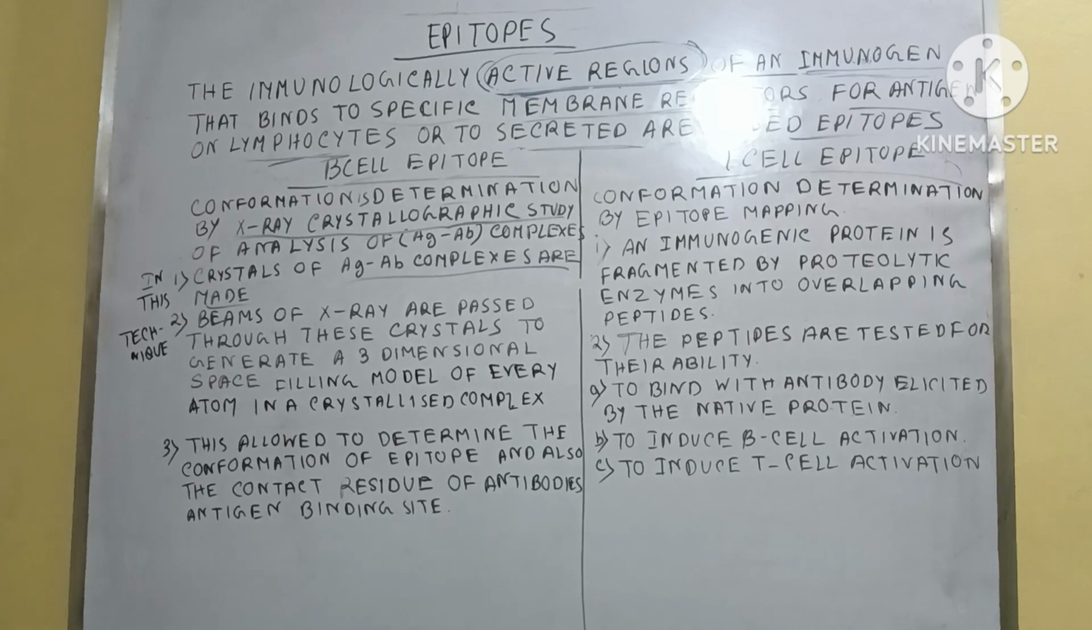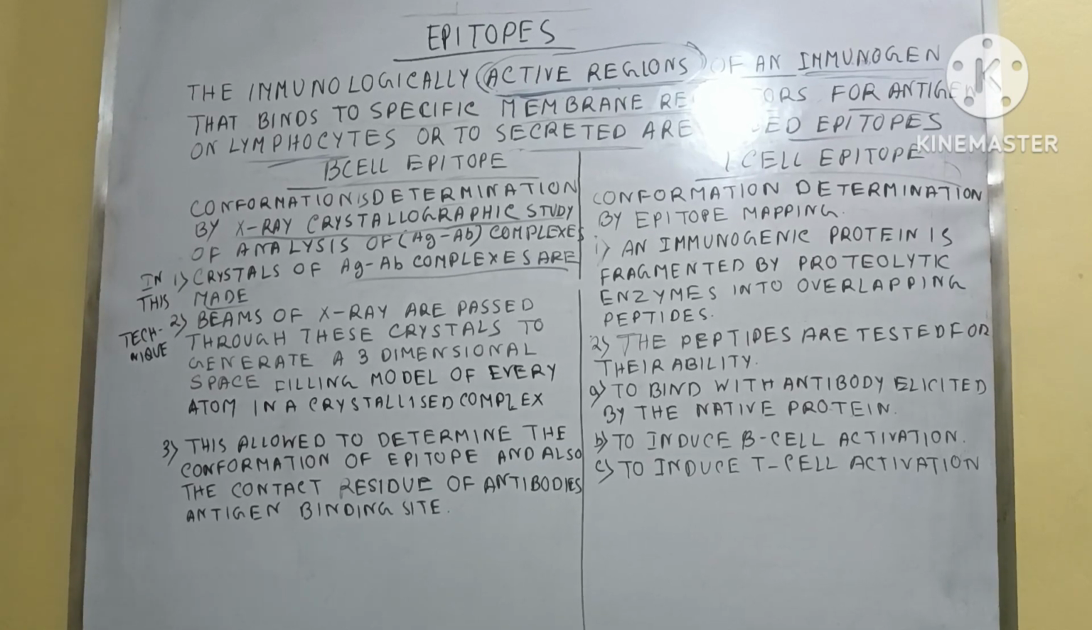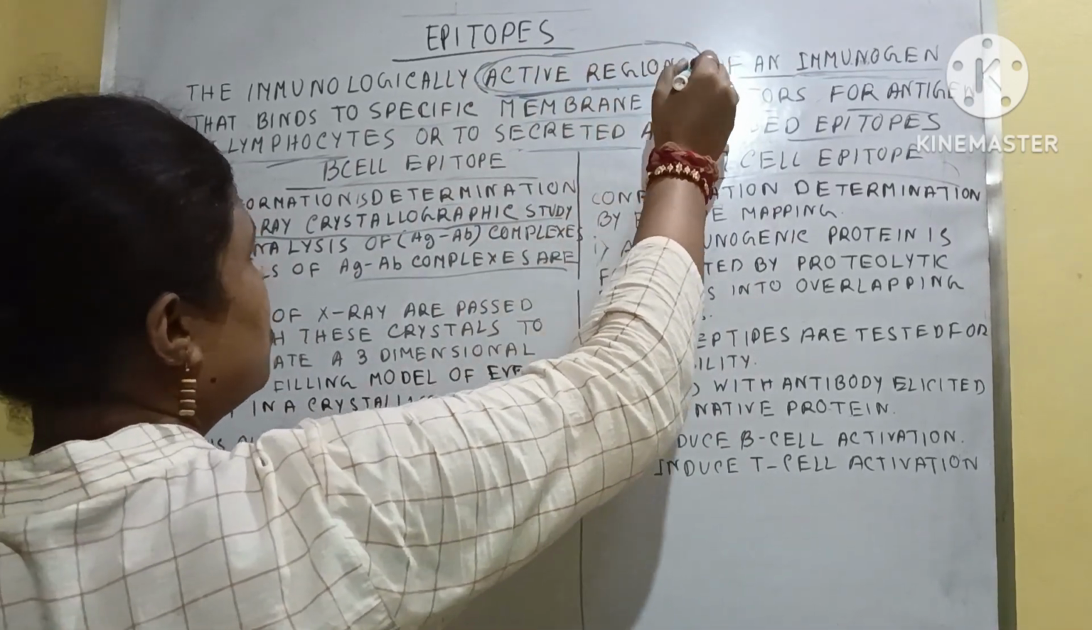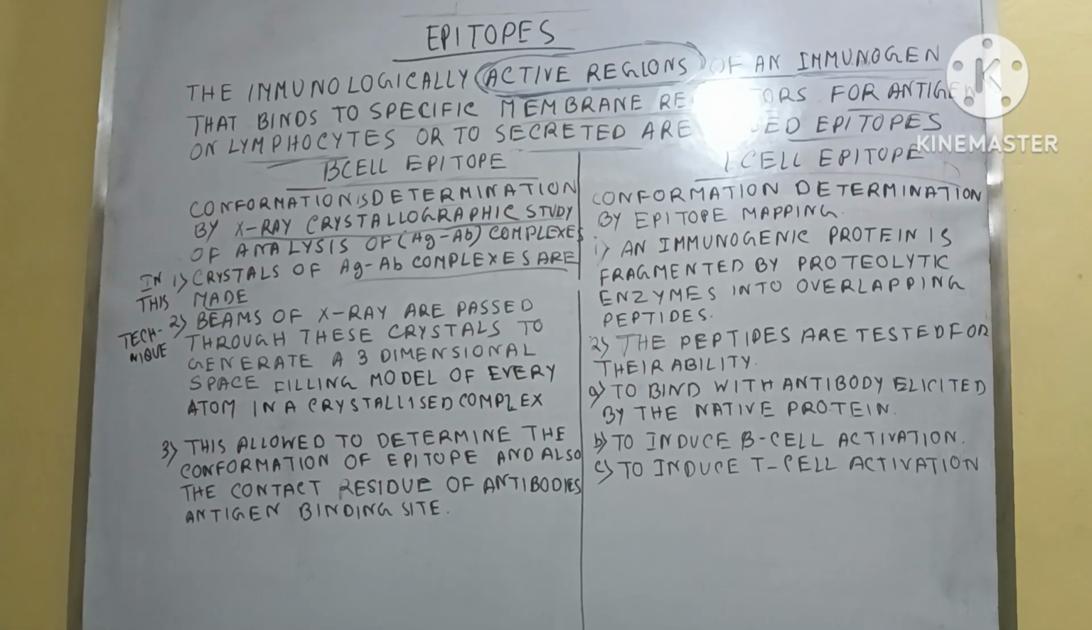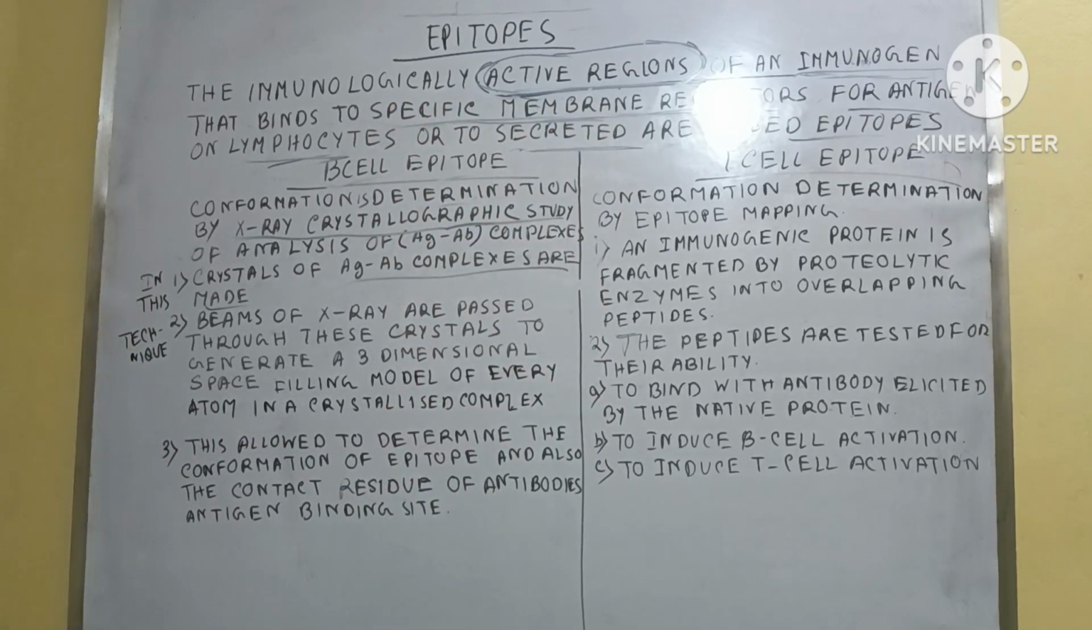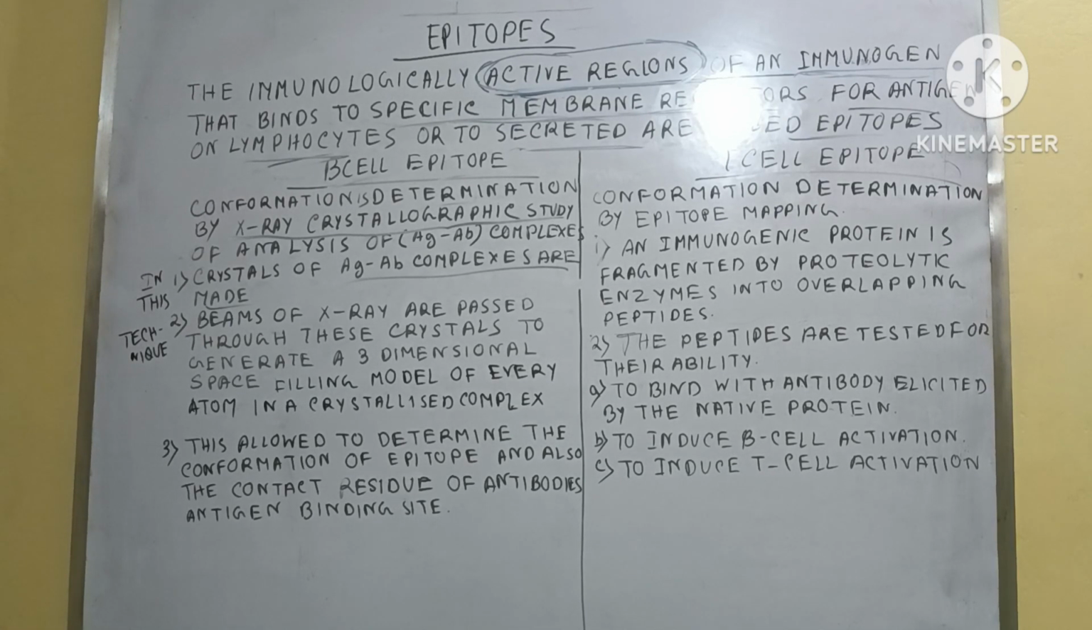So, epitopes: what are epitopes? In the case of an immunogen, the active regions of the immunogen generally bind with specific membrane receptors, for continuing the antigenic or immunogenic reactions. The specific antigen generally binds with the specific antibody, not all. So if the specific antigen binds with the specific antibody, then the immunogenic reaction or activity continues.